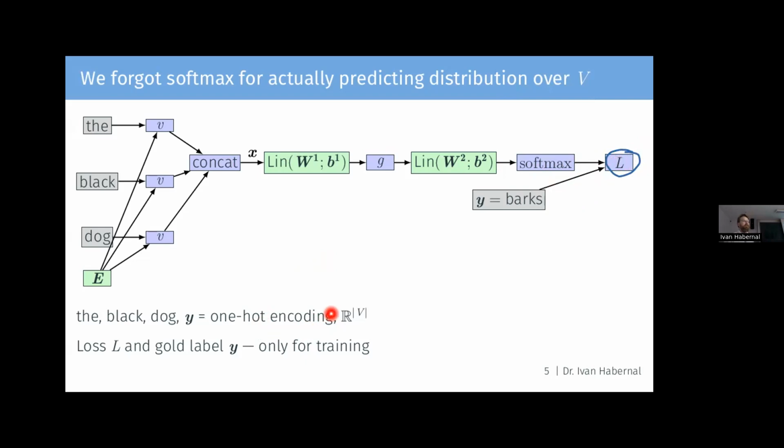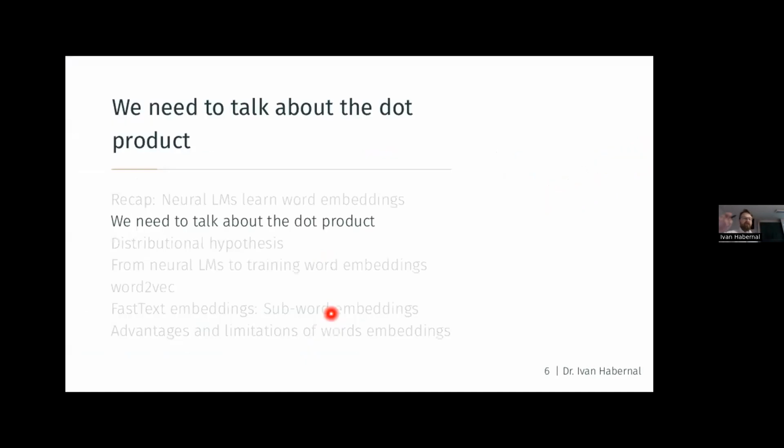Okay, so before we jump into how to train word embeddings and how to solve this analogy task, we need to talk about the dot product. Okay, so this is a quote from the famous movie, We Need to Talk About Kevin. Everybody knows the movie. It's a very nice movie, by the way. It's a drama from, I don't know, the early 2000s. We need to talk about the dot product.